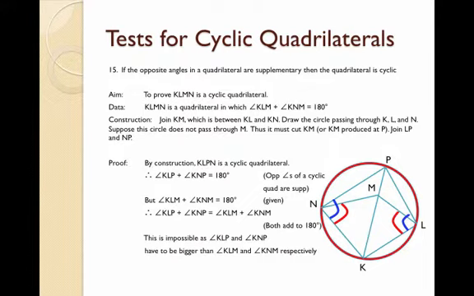But this is impossible. The angles KLP and KNP have to be bigger than the angles KLM and KNM respectively. Therefore, we can say that the circle passing through K, L and N also has to pass through M, which means that KLMN is a cyclic quadrilateral.